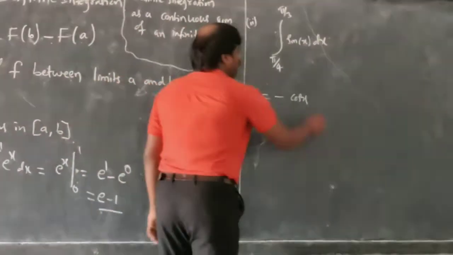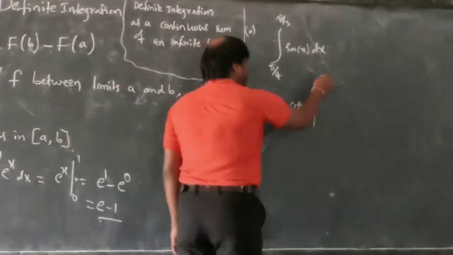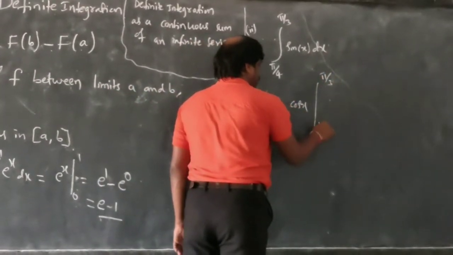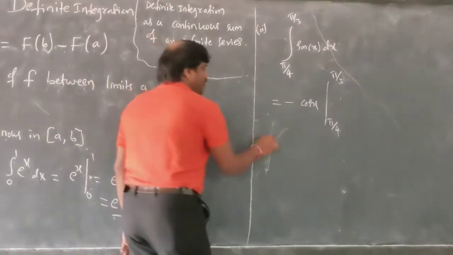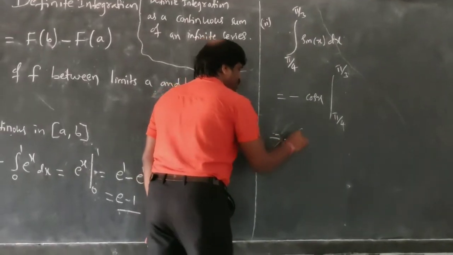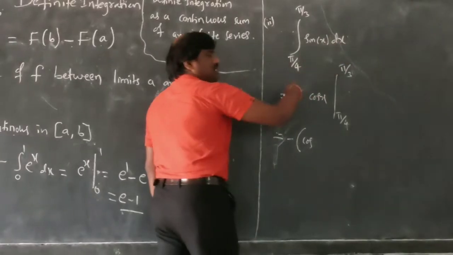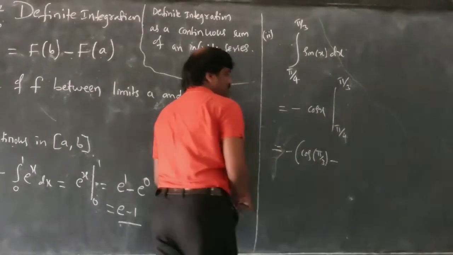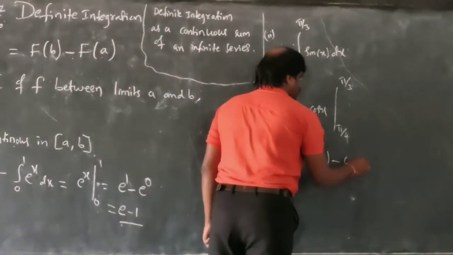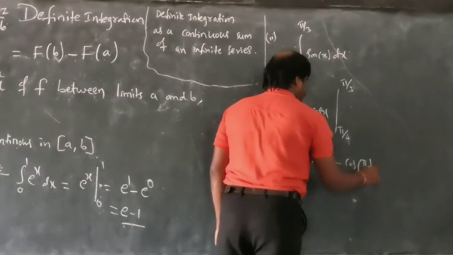And you have to put the limits. You have to substitute the limits. What are the limits here? Pi by 3 is the upper limit and pi by 4 is the lower limit. Let's substitute the limits here. So what did I do here? Minus I will take common. Now substitute the upper limit. Upper limit is pi by 3, minus cos, and substitute the lower limit, that is pi by 4. This is the way to write.